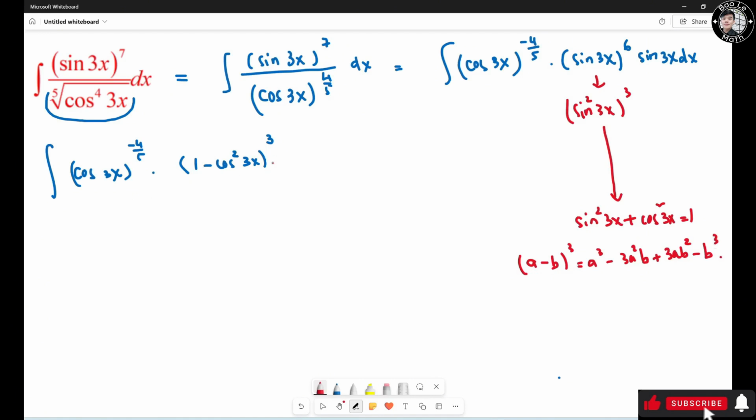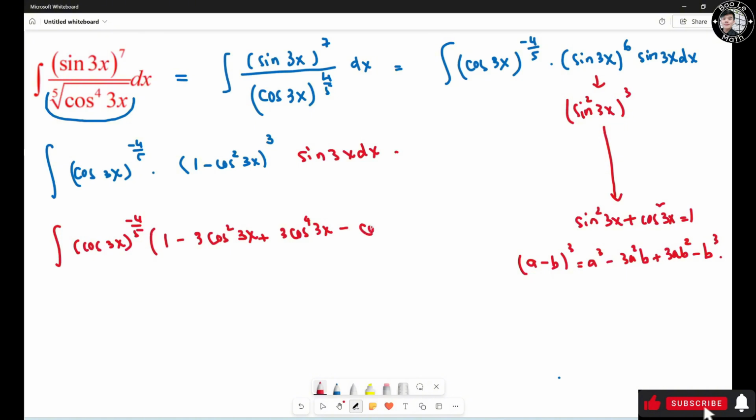So I will write this one sine of 3s ds, right? So I just expand this one. It's going to be cosine of 3s altogether raised to the 4/5 times 1 minus 3 cosine square of 3s plus 3 cosine to the 4 of 3s, right? Minus cosine to the 6 of 3s.